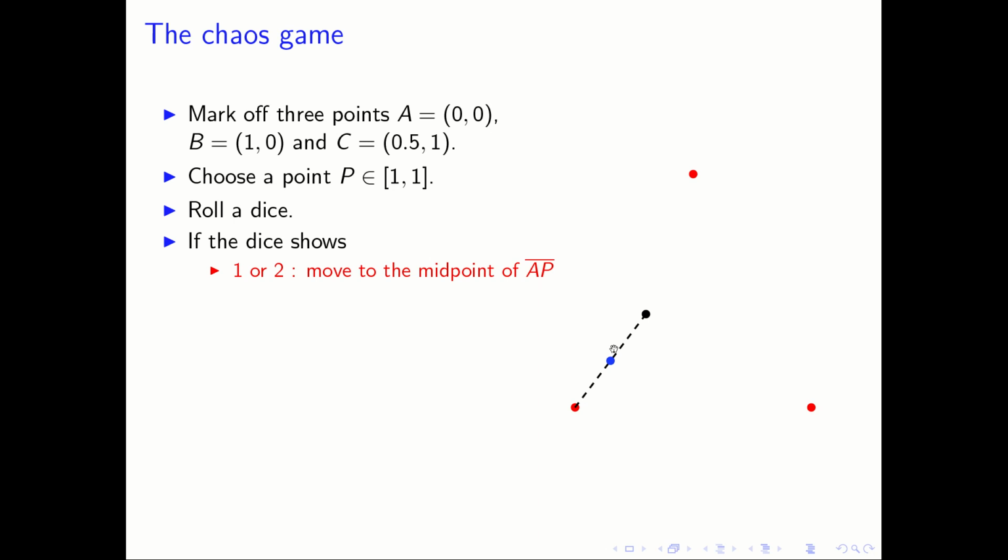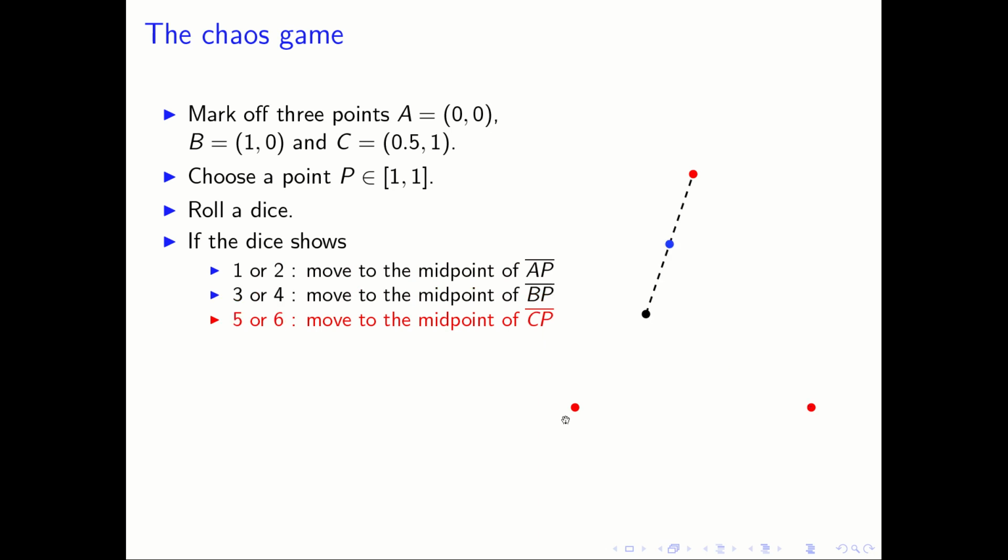we move to the midpoint of where we are. We move halfway towards the vertex A. Although I've forgotten to label them, this one is A, this one is B, and this one is C. So if you get 1 or 2, you move to the midpoint of AP. So you move halfway towards the goal A. If you get 3 or 4, you move halfway towards the goal B. If you get 5 or 6, you move halfway towards the goal C. And you just keep on repeating this over and over again. Lots and lots of times.